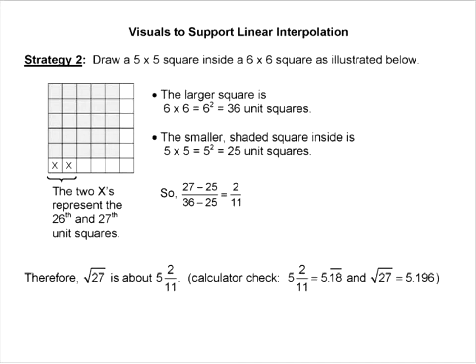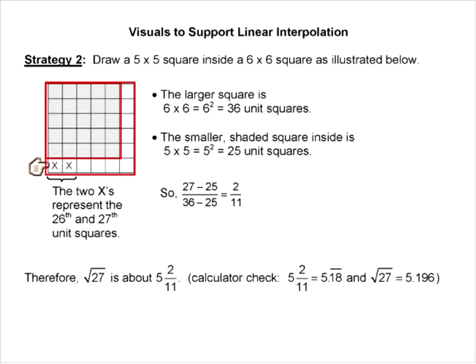This one is using an area model. Remember again that the square root of 27 is somewhere between the square root of 25 and the square root of 36, right? So what we draw is a 6 by 6 square, and inside that, we shade in a 5 by 5 square. So the larger square has 36 units, and the smaller shaded square has 25.